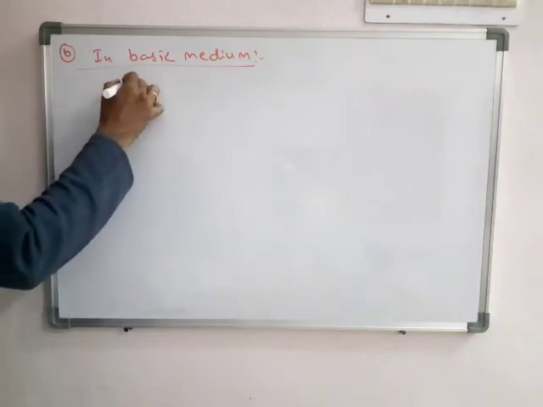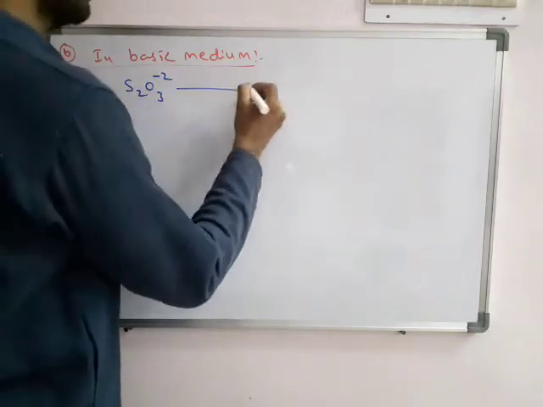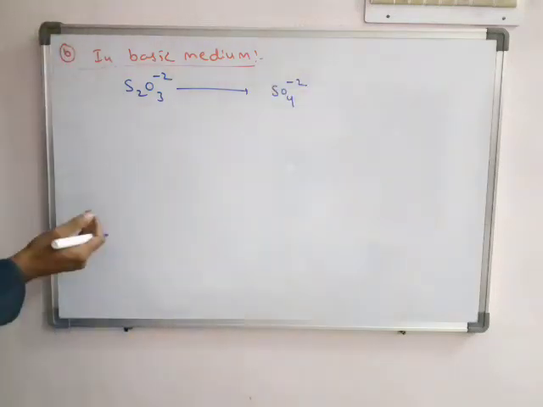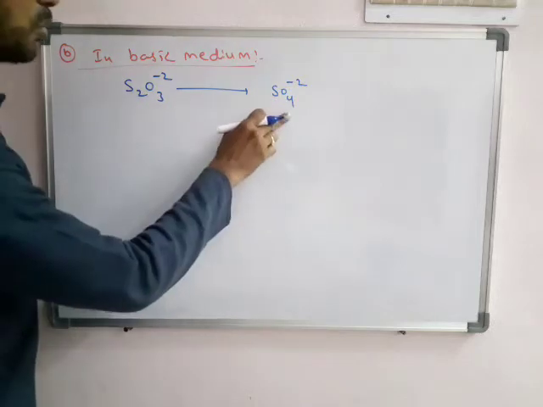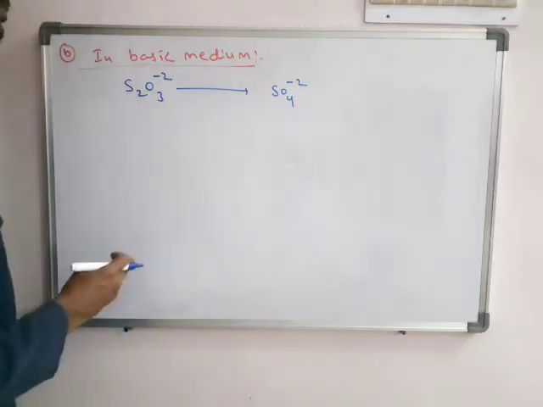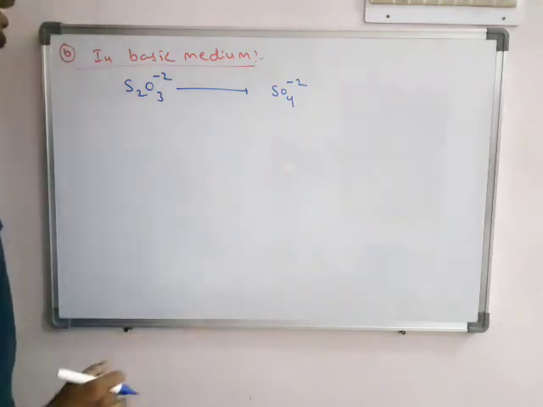So in basic medium, it is observed that the thiosulfate ion is changed to sulfate ion. So here 3 oxygens, here 4 oxygens, so simply we can say it is oxidized. Itself it is oxidized, meaning it works as a good reducing agent.